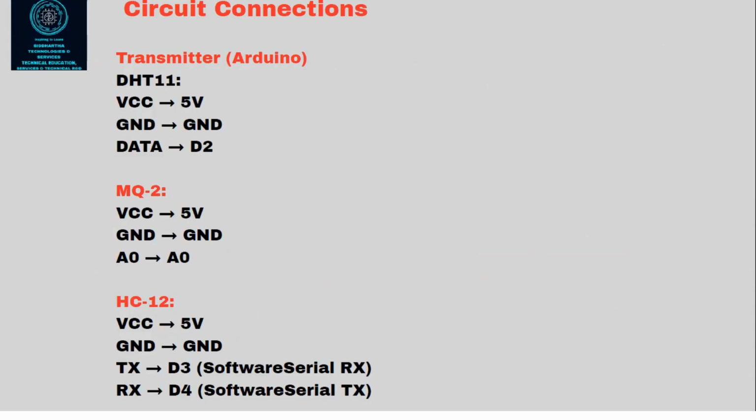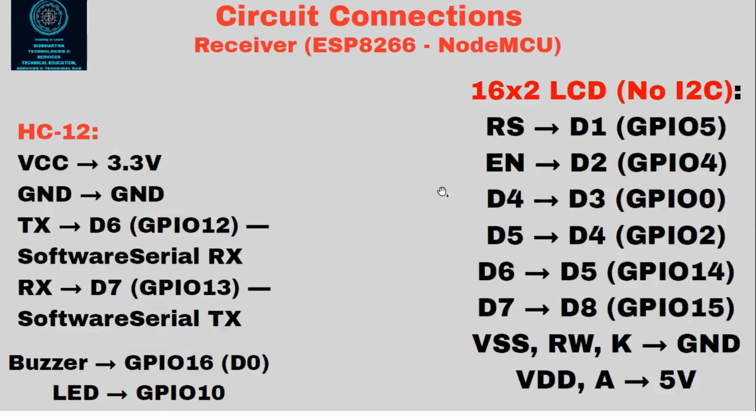Next slide. Please see here the connections, starting with the transmitter side, in the Arduino. The DHT sensor is connected to D2. The MQ sensor is connected to A0, that is analog 0. HC12 is connected to D3 and D4, because it's a software serial. Please remember, with software serial there is a TX and RX. TX of the HC12 is connected to the RX of the Arduino, and RX of the HC12 is connected to D4, that is TX of the Arduino. So these are the connections, very, very simple.